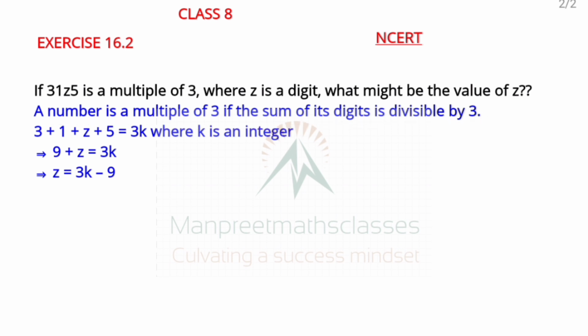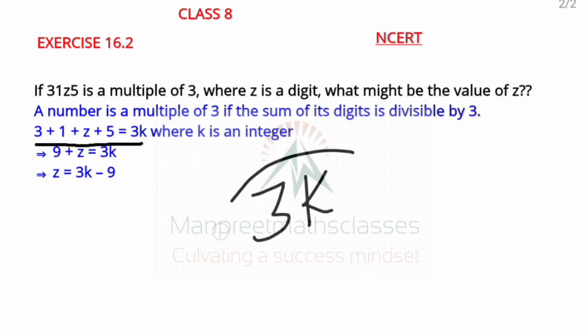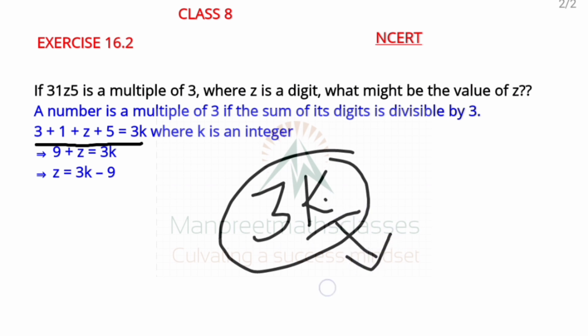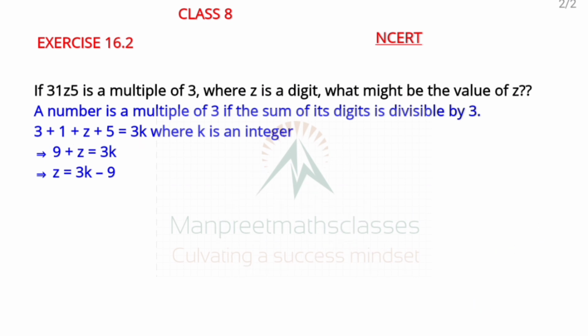Next I did it. 3 plus 1 plus z plus 5 is equal to 3k. 3k means a number that is a multiple of 3, and k is an integer, so it can have any value like 0, 1, 2 and so on. So now let's put different values of k and check which value is going to be the value of z.